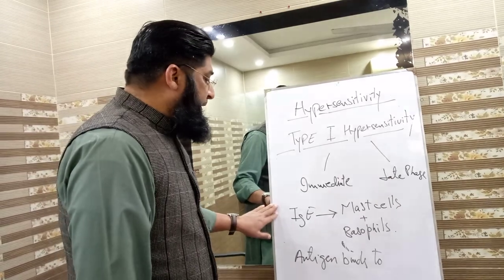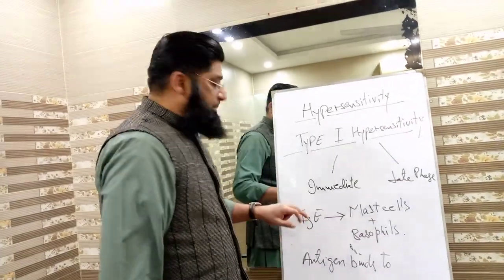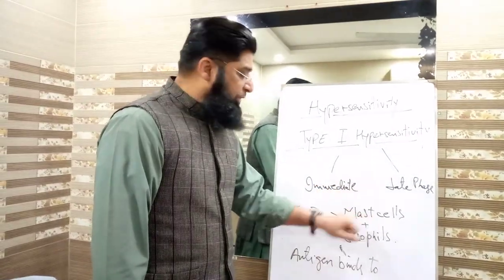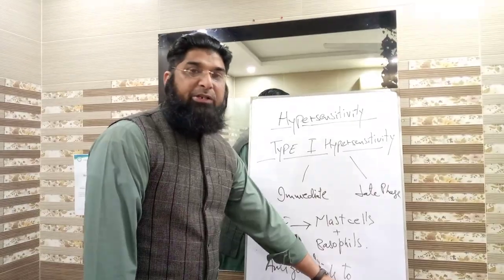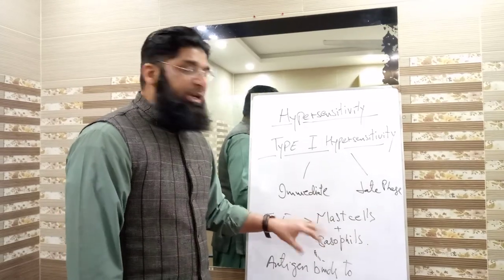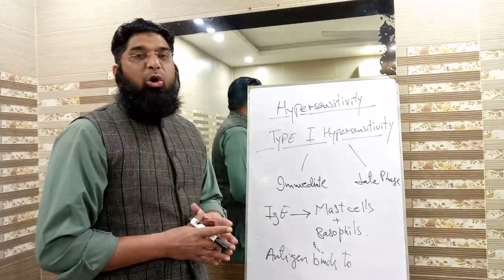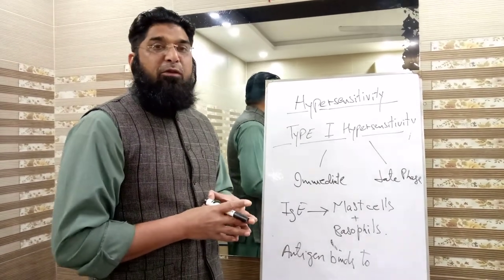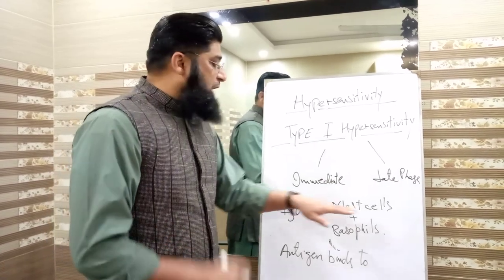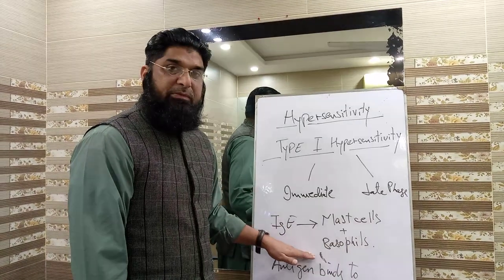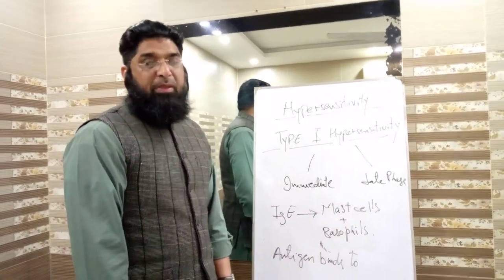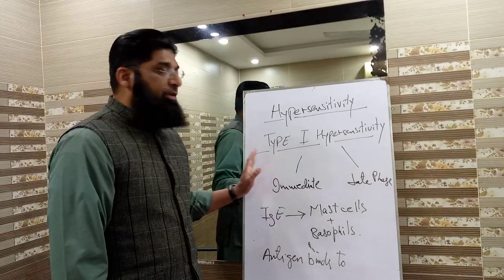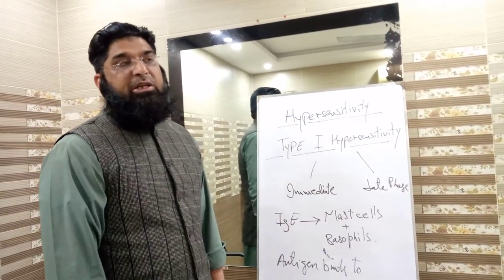Now, students, the combination of these three elements, immunoglobulin E antibodies, mast cells or basophils, and the antigen, leads to the release of certain chemical substances from the granules. These granules are present in the mast cells and basophils in the preformed stage. What are those preformed chemicals? These are the same which we discussed, the chemical mediators.